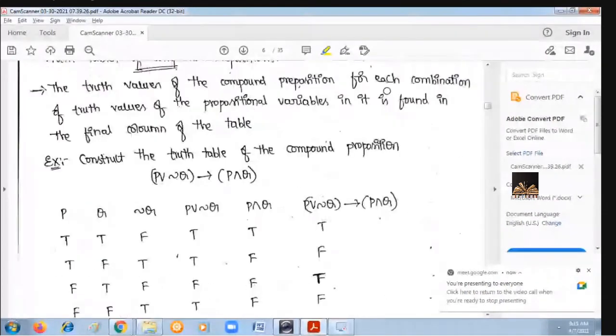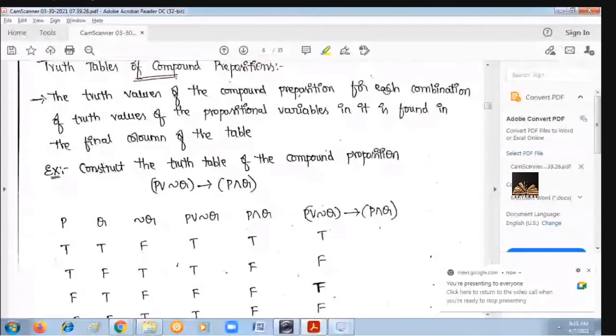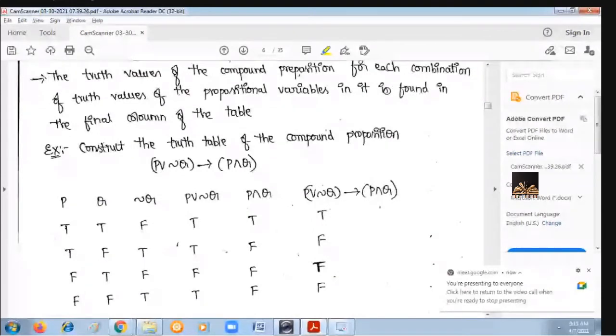Before that, let me explain how to design a truth table for a given compound proposition. A compound proposition means what? It contains more variables and a combination of the connectives. That is known as a compound proposition.